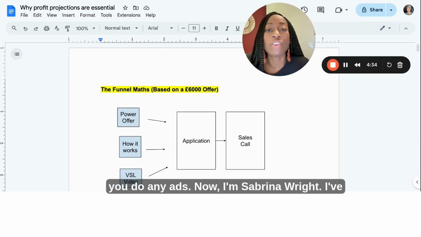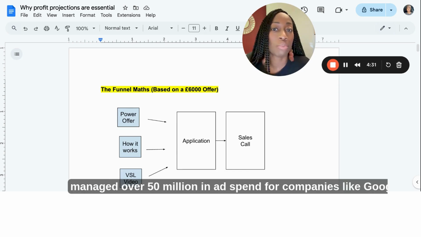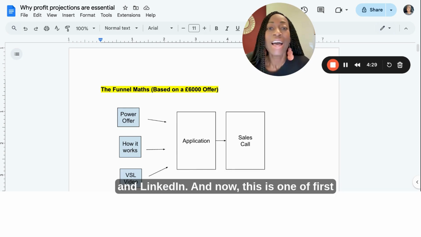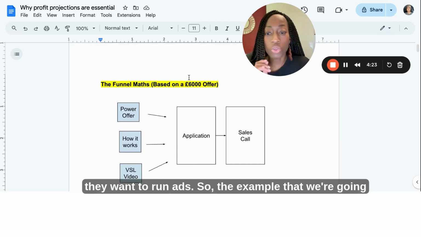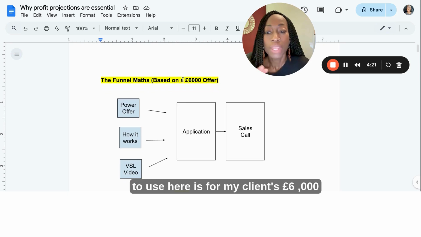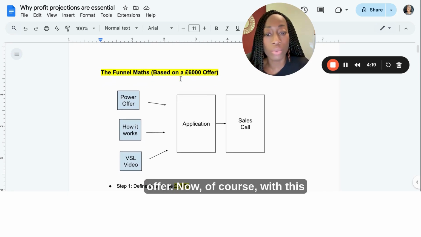Now, I'm Sabrina Wright. I've managed over 50 million in ad spend for companies like Google and LinkedIn. And now this is one of the first things that I do when a client comes to me and says that they want to run ads. So the example that we're going to use here is for my client's £6,000 offer.